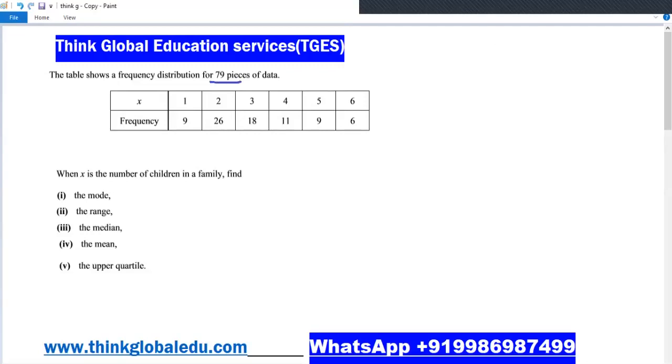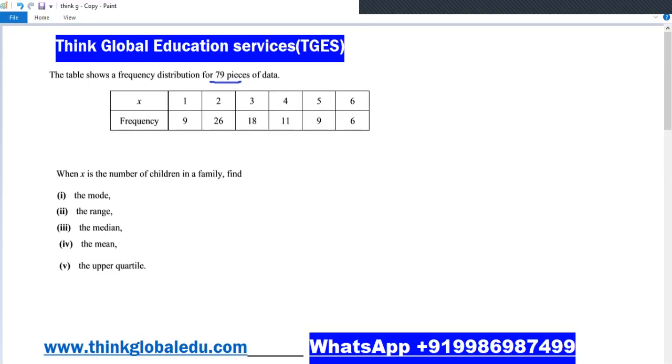pieces of data. So the total data is 79 pieces, or there are 79 values for which observation is made. When X is the number of children in a family, find the mode. So there is one child in 9 families, 2 children in 26 families, 3 children in 18 families, 4 children in 11 families, 5 children in 9 families, and 6 children in 6 families.